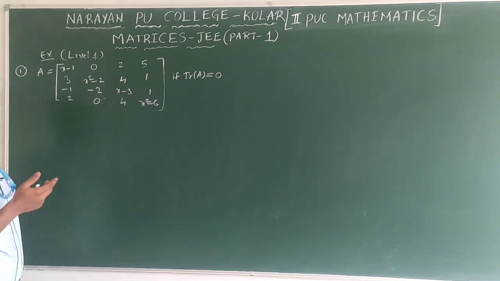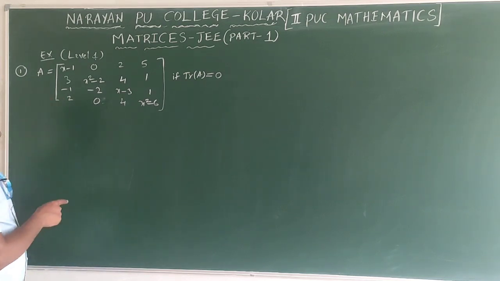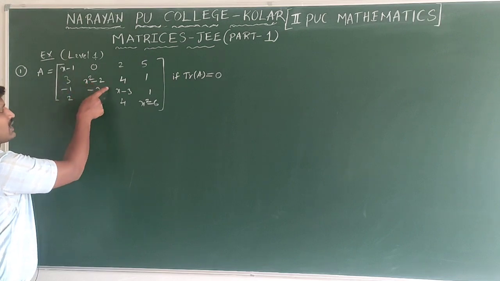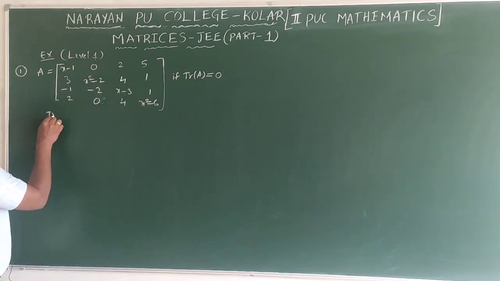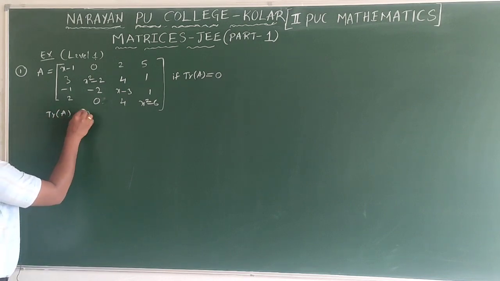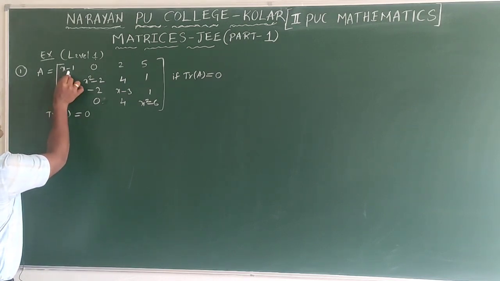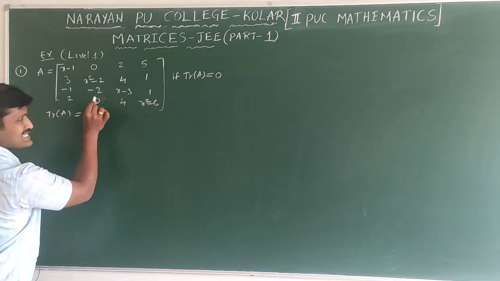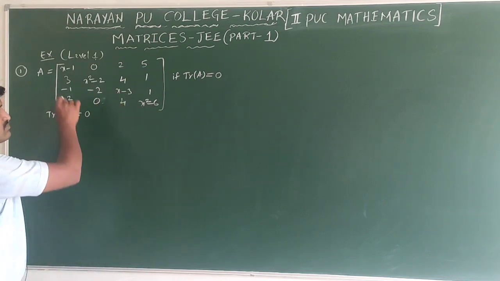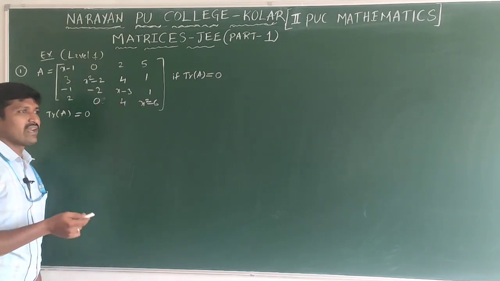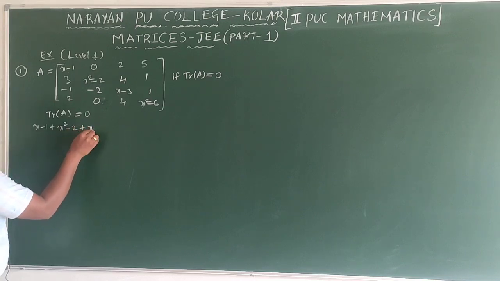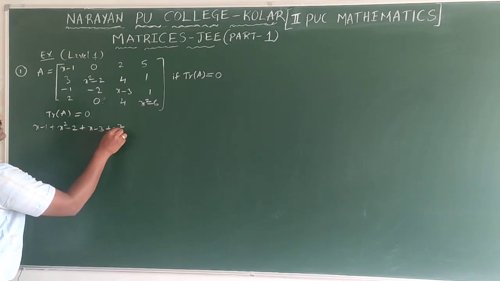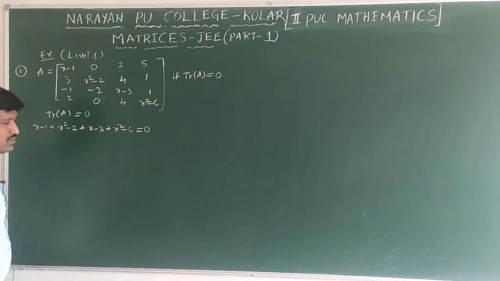What is meant by the trace of a matrix? The sum of all principal diagonal elements is called the trace of a matrix. Now trace of A is given as 0. Which are the diagonal elements here? x minus 1, x square minus 2, x minus 3, x square minus 6. The sum of these diagonal elements is the trace. Now add all the elements: x minus 1 plus x square minus 2 plus x minus 3 plus x square minus 6 equal to 0.